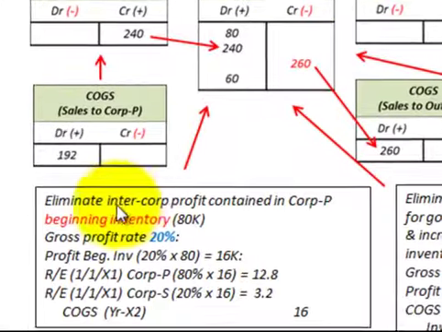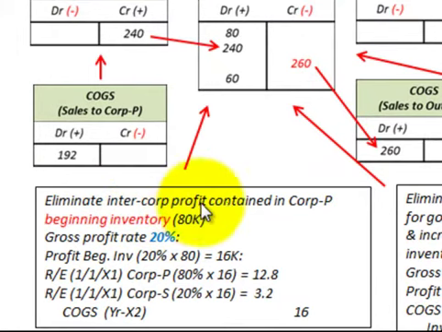Okay, now to calculate the elimination of the intercompany profit contained in the parent's beginning inventory account of $80,000. For our example, the parent is going to have an 80% ownership, and the non-controlling interest gets a 20% ownership. So to determine the profit that's sitting in the beginning inventory, we take the gross profit rate that we calculated of 20% times the beginning inventory amount of $80,000. So we have $16,000 worth of profit sitting in the beginning inventory.